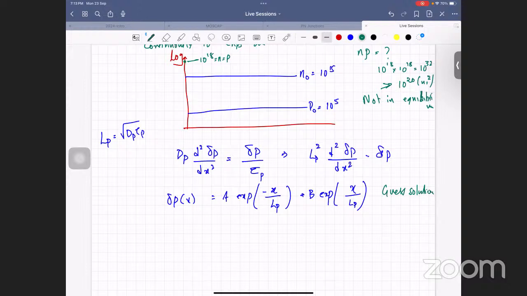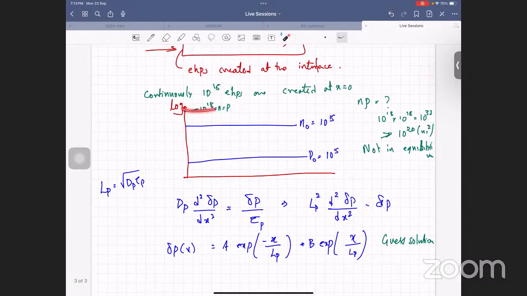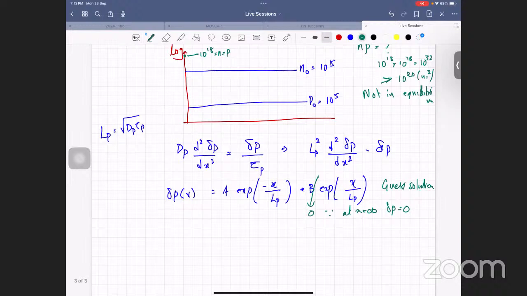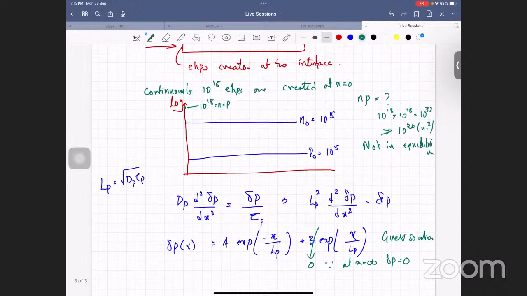Just by inspection, I know that my minority carrier density cannot increase as a function of x. So this solution cannot exist, because this should go to 0: at x equal to infinity, delta p equal to 0. That much we know for sure. If you go far away from the interface, nothing much happens. Only this is a solution. So the excess minority carrier density reduces as a function of x.